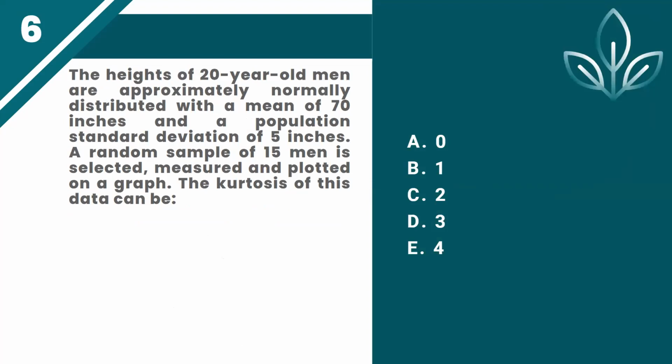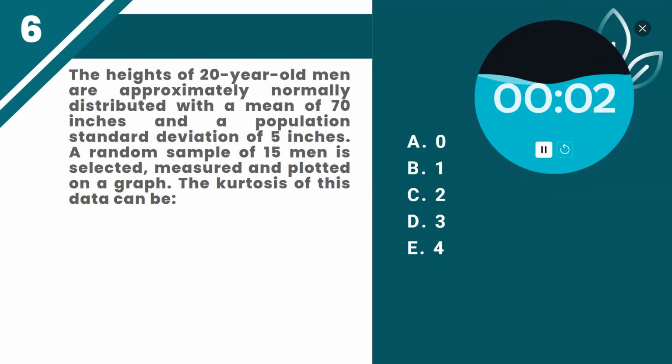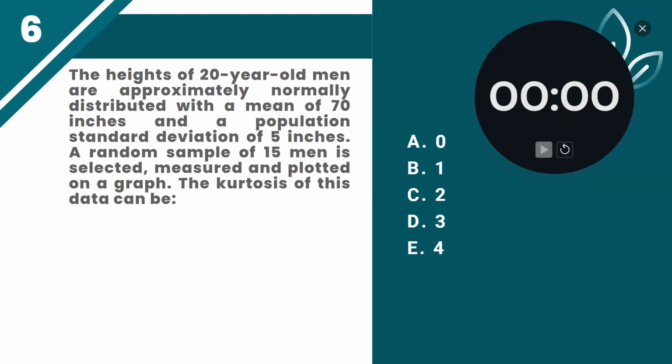The heights of 20-year-old men are approximately normally distributed with a mean of 70 inches and a population standard deviation of 5 inches. A random sample of 15 men is selected, measured, and plotted on a graph. The kurtosis of this data can be A 0, B 1, C 2, D 3, and E 4. The answer is D, and I have described the properties of the normal distribution curve, which says that the kurtosis of the data is 3.